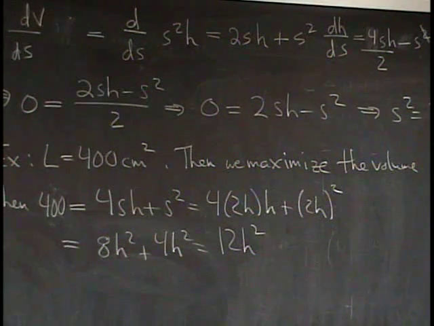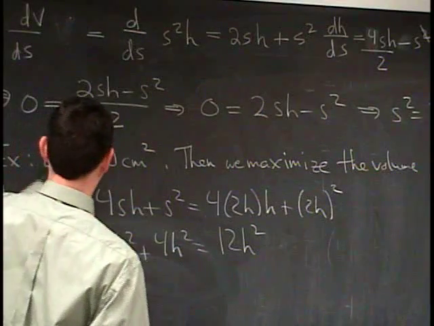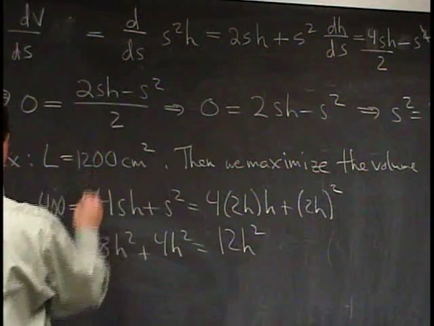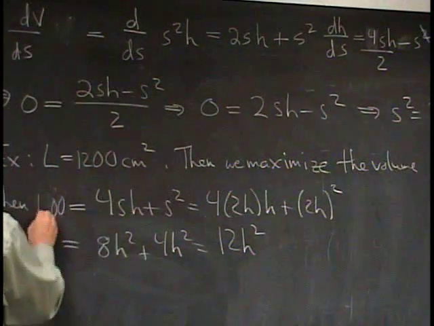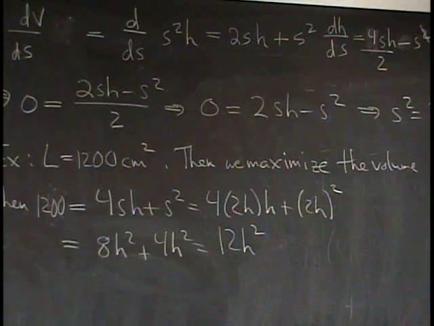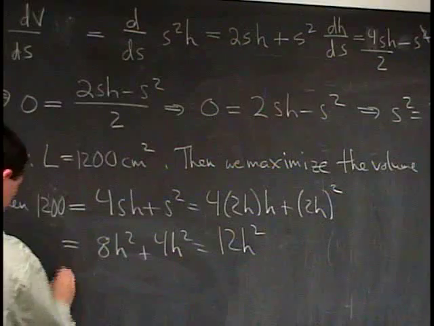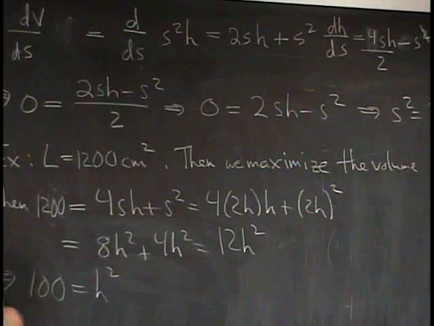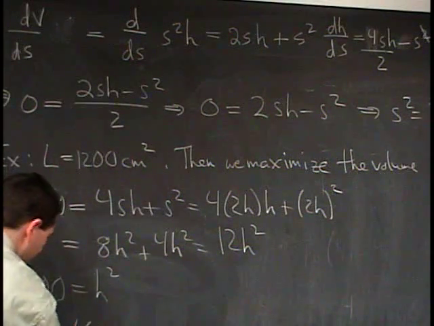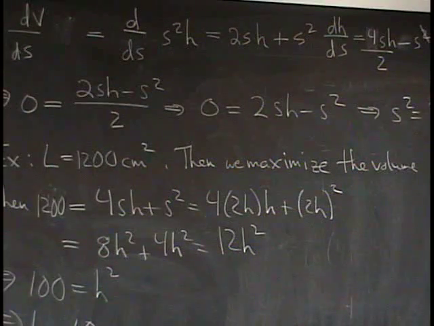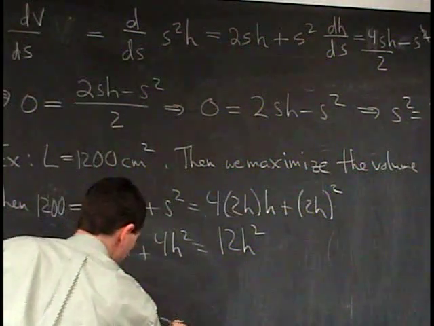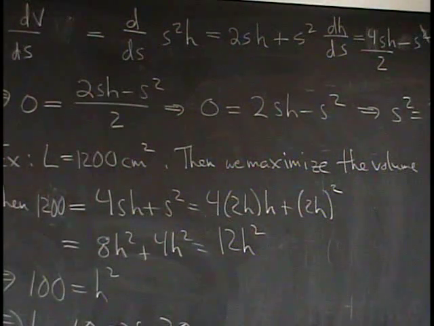In fact, just so everything gets easier, instead of making it 400, let me make it 1200. That way when we divide by 12, everything works out easy. So we'll divide by 12, and then you get 100 equals h squared, and so h equals 10, and s equals 20. Once I actually tell you what L is, then you can really use this to compute the right dimensions.